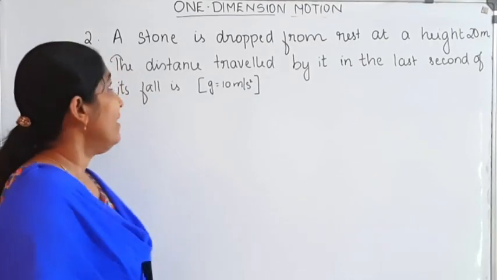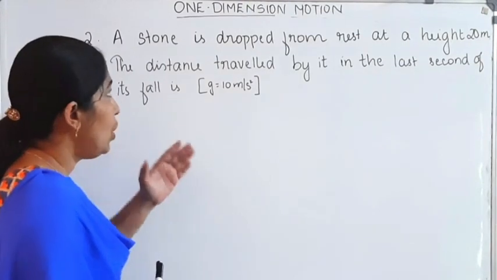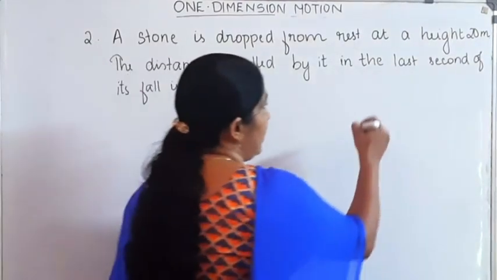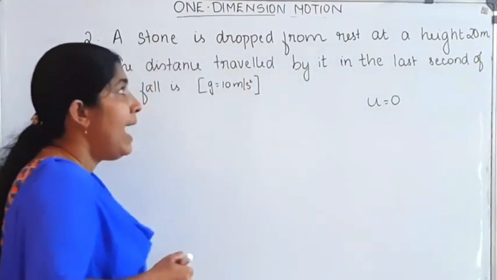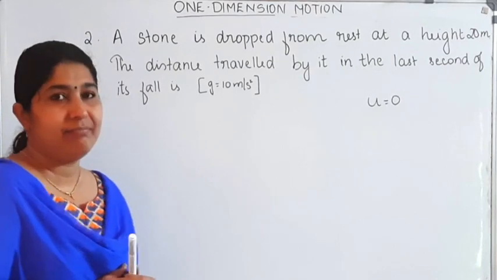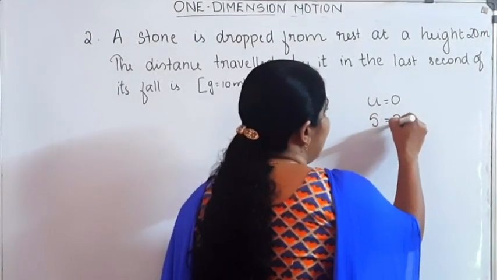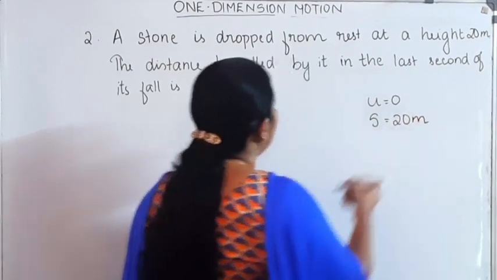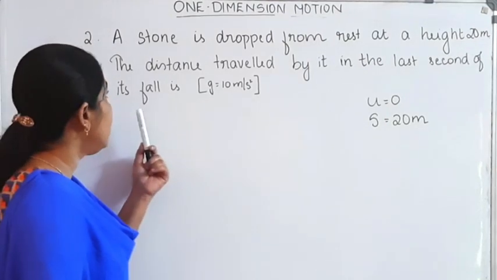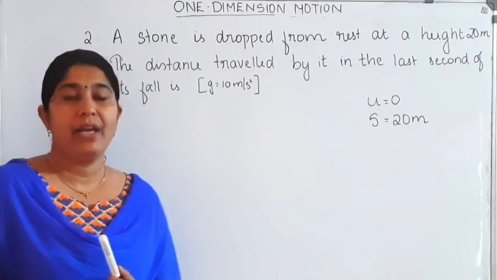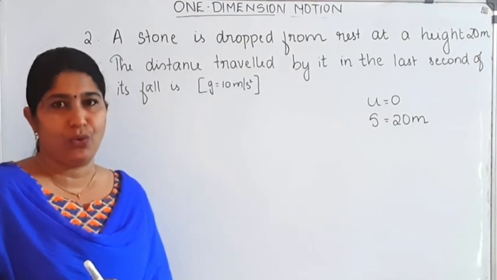Our second question: a stone is dropped from rest. That is, initial velocity u is equal to 0, at a height of 20 meter. Distance is given. Distance s is equal to 20 meter. We want to find out the distance travelled by it in the last second of its fall.